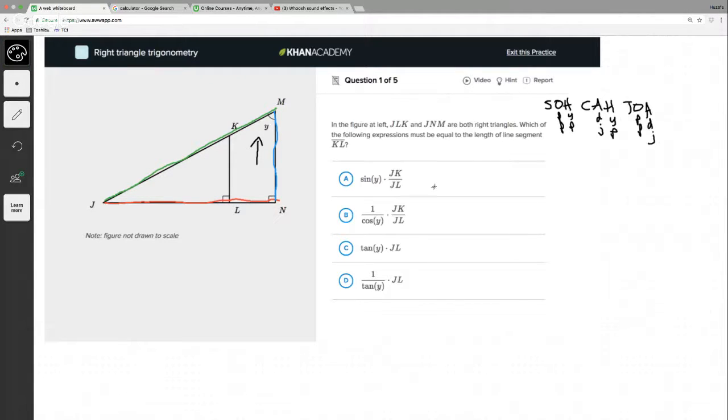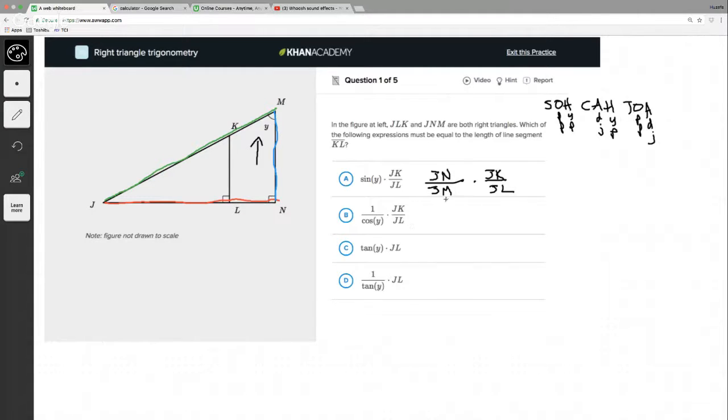And so sine of y is opposite, which is JN, over hypotenuse, which is JM, times JK over JL. This is definitely not KL. I mean, I don't think this is KL. I'm assuming it's going to cross off nicely, and we're going to be left with KL somewhere in the mix. But wait, let me just make sure I'm understanding this right. Must be equal to the length of line segment KL. Yeah, I don't see how this makes sense.